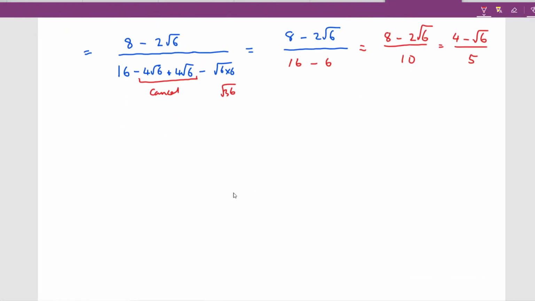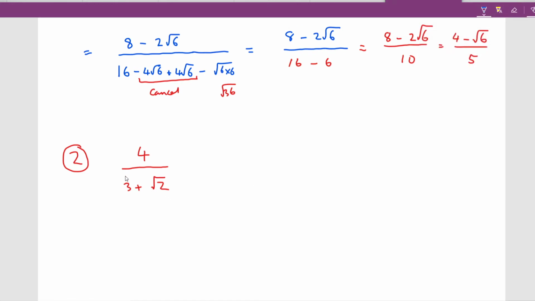Okay, let's have a go at number 2. I'll write one down. You can pause the video. Have a go. 4 over 3 plus root 2. Okay, so if you want to pause it, have a go. Otherwise, press play. Continue watching.